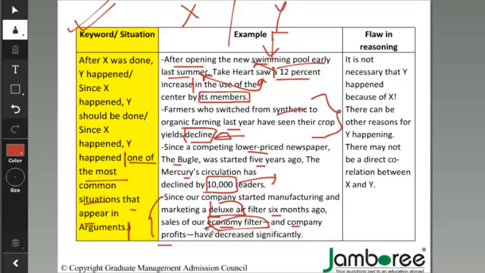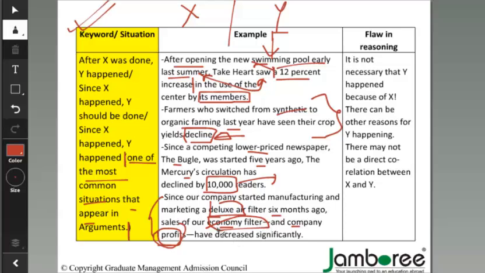So how can you say that it's related? The name itself, deluxe, maybe it is a $15,000 product, and economy is a $2,000 product. So is it possible that everybody who was buying the economy filter can afford the deluxe filter? Probably not, right? And the company's profits, right? So in this case, this is a very contrasting argument.